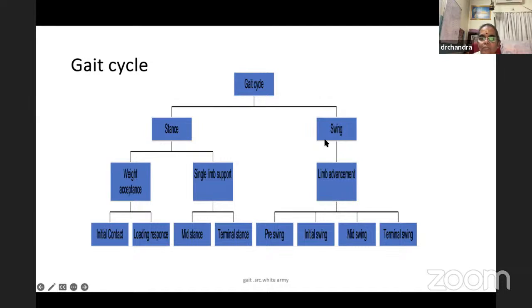Next is the swing phase, where the limb has cleared the floor. So that is limb advancement: pre-swing phase, initial swing phase, mid-swing phase, and terminal swing. This is the sub-classification of the stance and the swing phase in the gait assessment equipment. So which part of the stance or which part of the swing is affected can be analyzed.